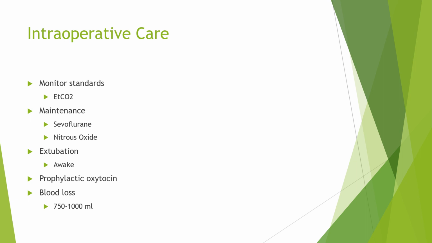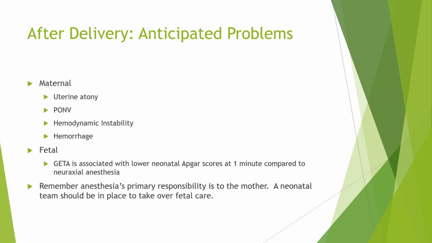The typical blood loss with an emergency C-section is 750 to 1,000 milliliters. After delivery, our anticipated problems, and this is just a short list of the things that could potentially happen to us, include maternal uterine atony.